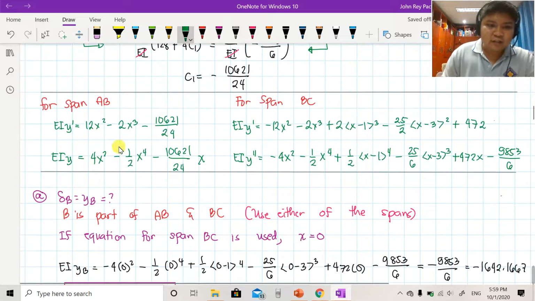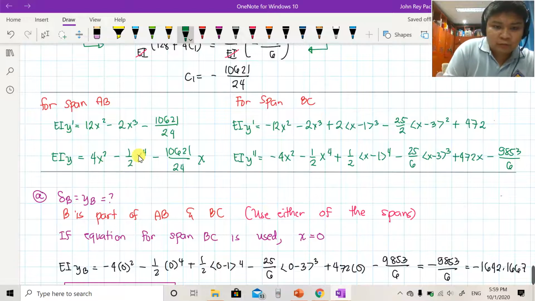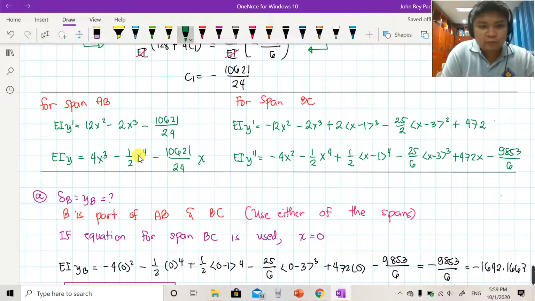So, I already did that. So, ito na siya for span AB. EIy prime is 12x squared minus 2x cubed minus 10,621 over 24. EIy equals 4x cubed minus 1 half x to the fourth minus 10,621 over 24 x. Pardon, no? 4x cubed ito, class.